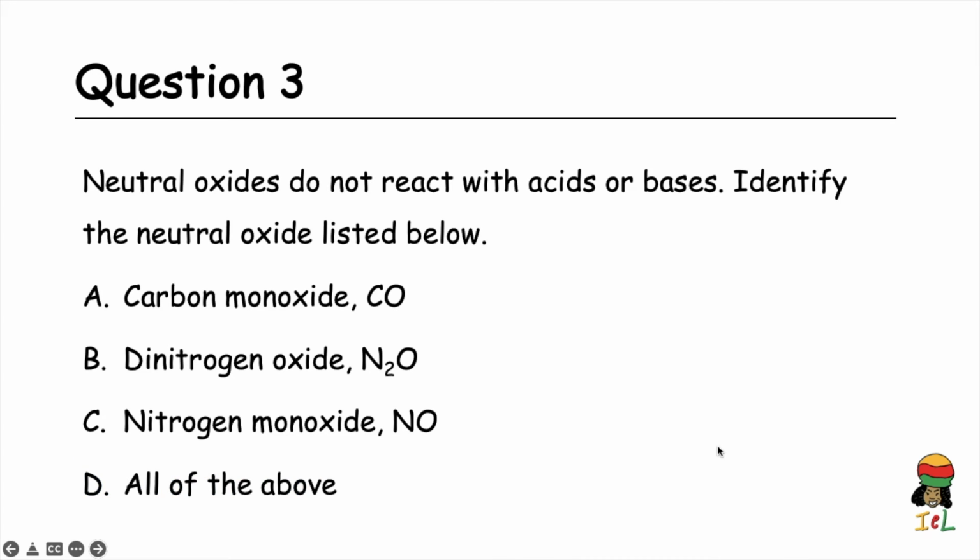Question 3. Neutral oxides do not react with acids or bases. Identify the neutral oxide listed below. A. Carbon monoxide, CO. B. Dinitrogen oxide, N2O. C. Nitrogen monoxide, NO. D. All of the above. The answer is D. All of the above are examples of neutral oxides.